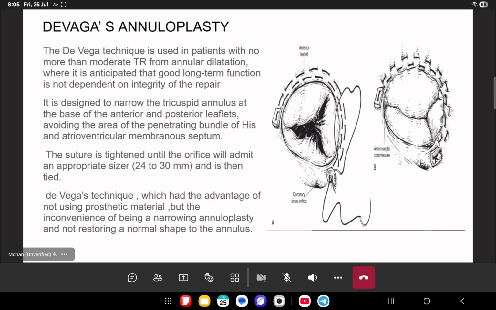Coming towards suture annuloplasty, De Vega is the most famous one, and for no more than moderate TR we should be using the De Vega technique. It should be used around mild to moderate TR.